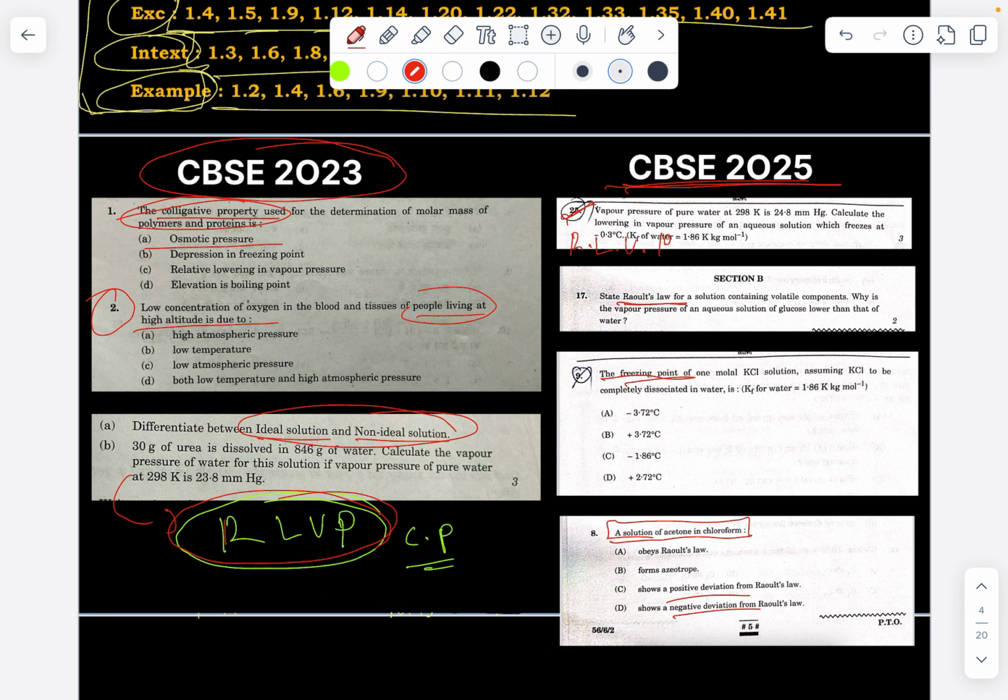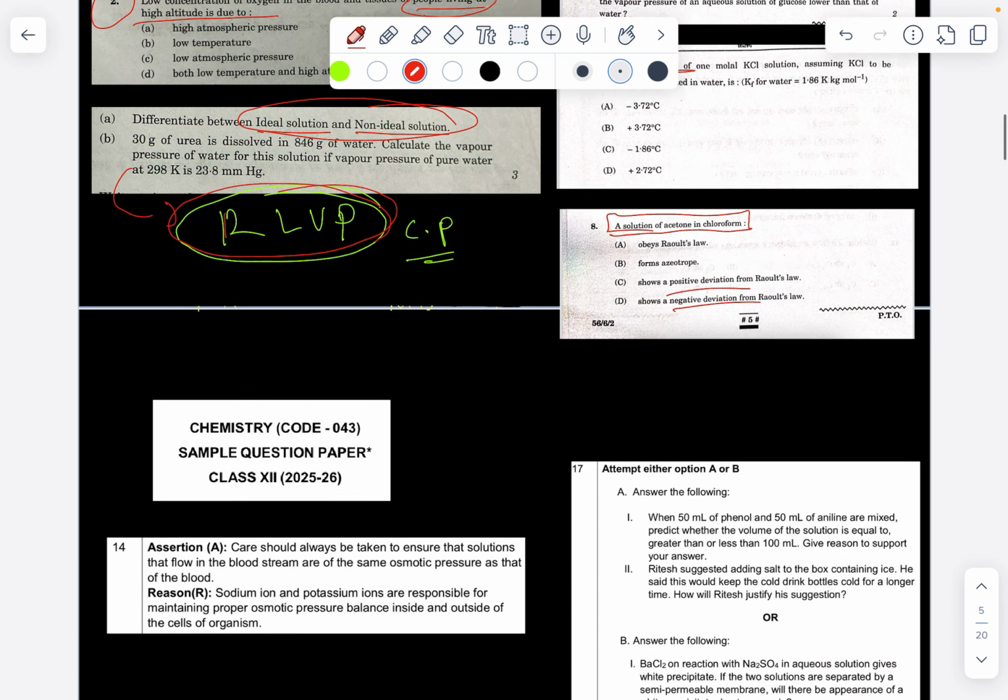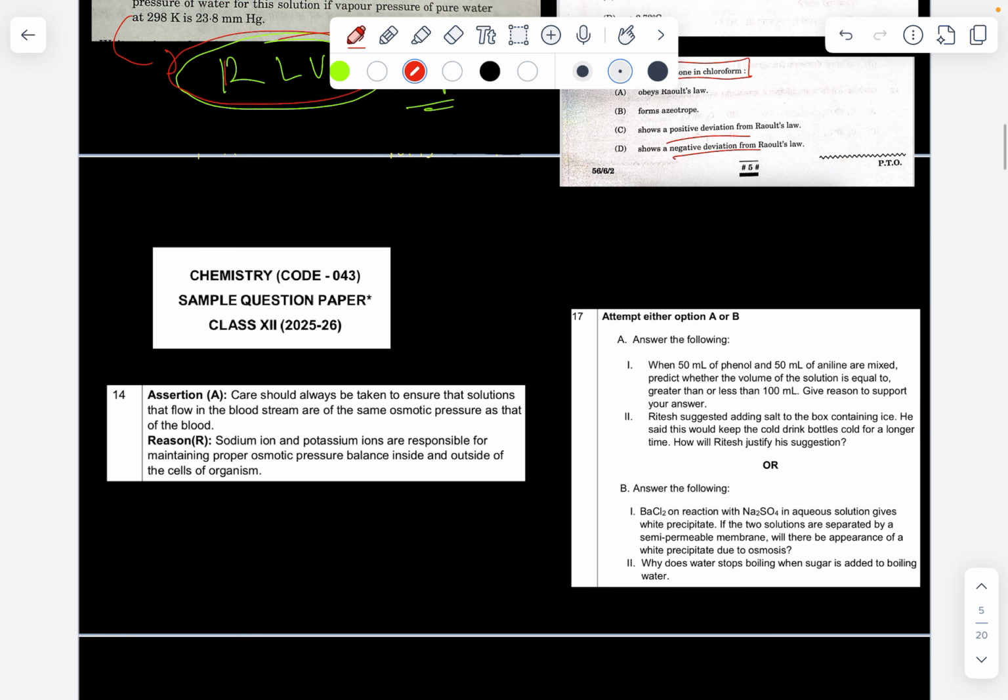So please give importance to the colligative properties, Henry's law, and numerical-based questions, like elevation of boiling point and depression of freezing point. Okay, so according to the sample paper of 2025 to 2026, in this year assertion-reason based questions are also being asked.